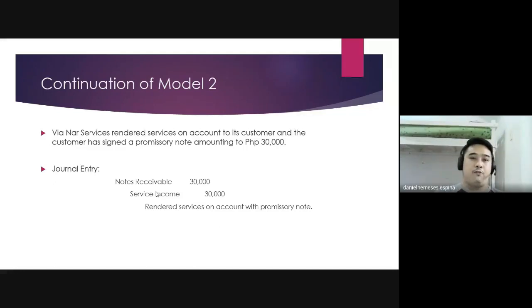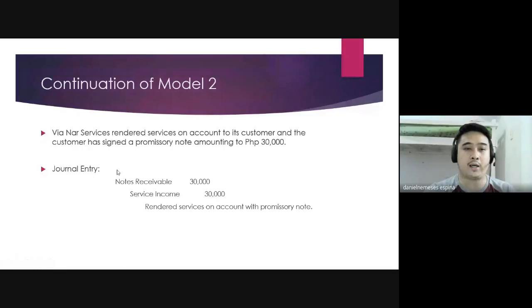So another example for Model 2 is VNR Services rendered services on account to its customer, and the customer has signed a promissory note amounting to 30,000 pesos. So there is a promissory note from the customer. Therefore, we will not use accounts receivable. Okay? What we will use is notes receivable.